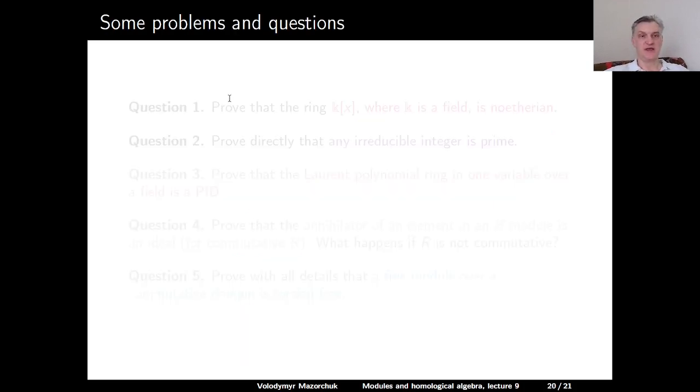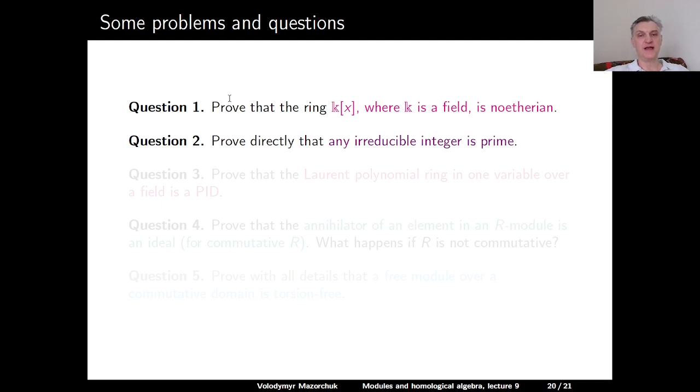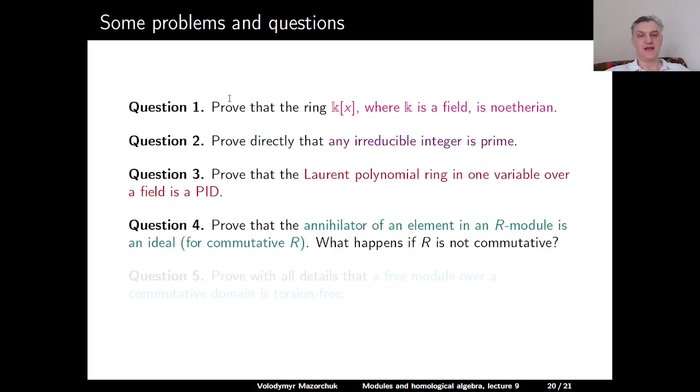Okay, some problems and questions at the end. Question 1, prove that the ring K of x, where K is a field, is noetherian. Question 2, prove directly that any irreducible integer is prime. Question 3, prove that the Laurent polynomial ring in one variable over a field is a principal ideal domain. Question 4, prove that the annihilator of an element in an R module is an ideal for commutative R. What happens if R is not commutative? And question 5, prove with all details that a free module over a commutative domain is torsion-free.